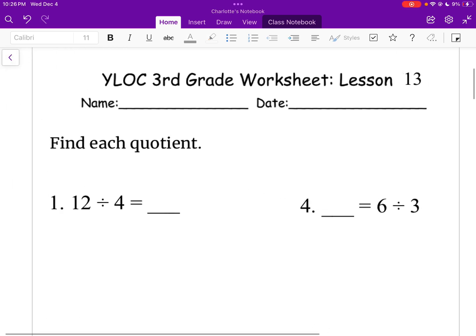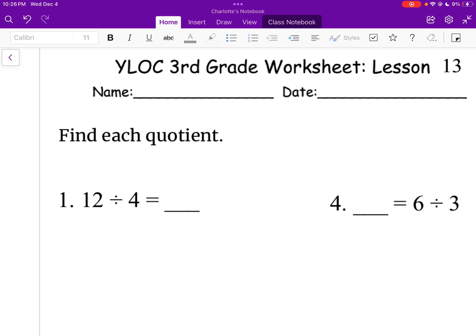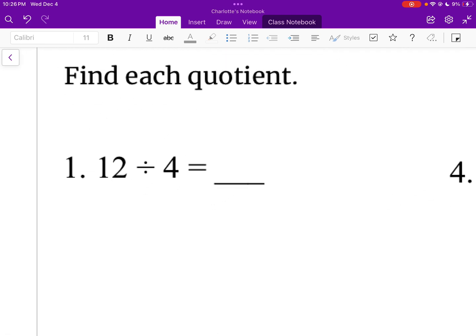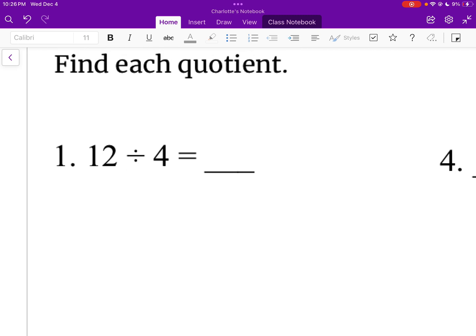Hello, today we're going to work on Wildlife 3rd grade worksheet, lesson 13. So first of all, we're going to find each quotient. So 12 divided by 4 equals blank.